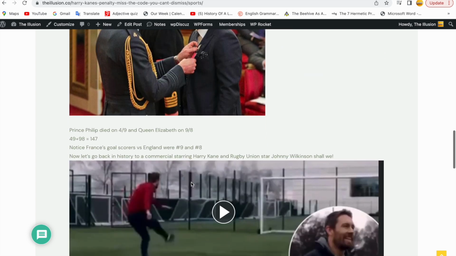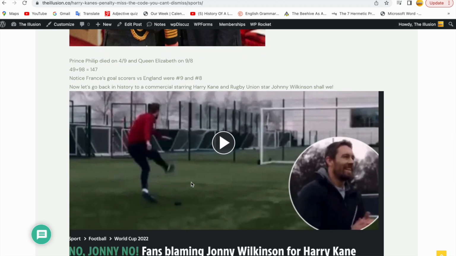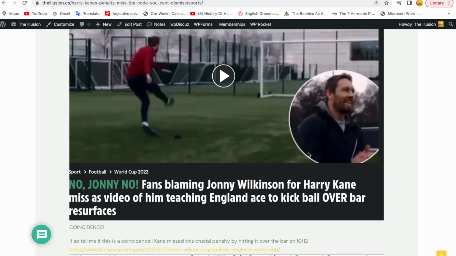Now look at this. Now let's go back in history to a commercial starring Harry Kane and rugby union star Johnny Wilkinson, another deceiver. No, Johnny, no. Fans blaming Johnny Wilkinson for Harry Kane miss as video of him teaching England ace to kick ball over bar resurfaces. Yeah, Johnny Wilkinson's talking about how he won a World Cup by hitting it over the bar. So Harry Kane was like, okay, alright, I'll do that then, alright. Skied it, practically the same penalty he did against France. And this next bit, if you're going to claim it to be a coincidence, there's something deeply wrong in your head.